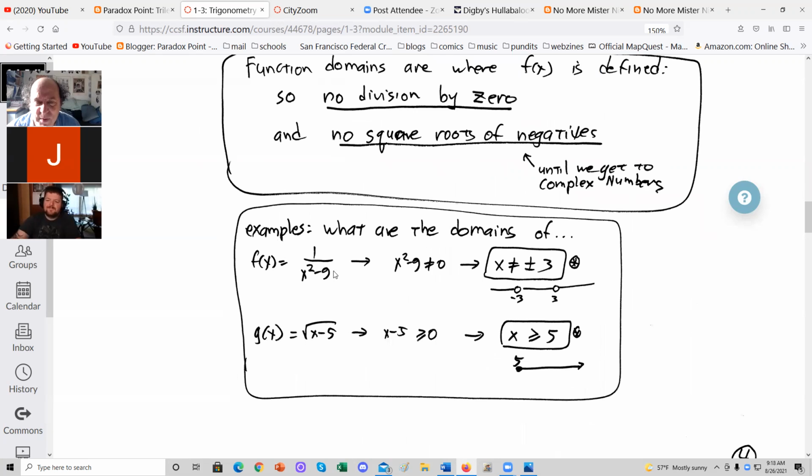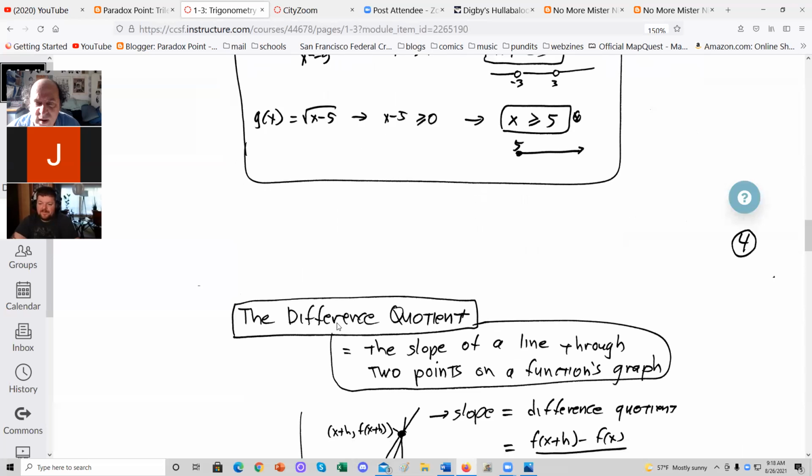So for example, 1 over x squared minus 9, what's its domain? Well, we have to have x squared minus 9 not equal to 0. And that means x will not be plus or minus 3. So it's every number except these two. Here's a function, square root of x minus 5. It's defined where x minus 5 is at least 0. So it's where x is at least 5. So here's the graph of its domain.